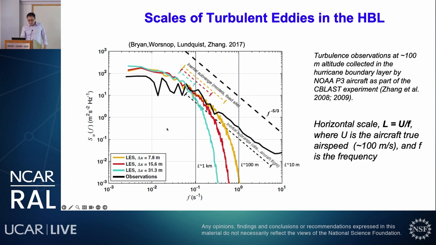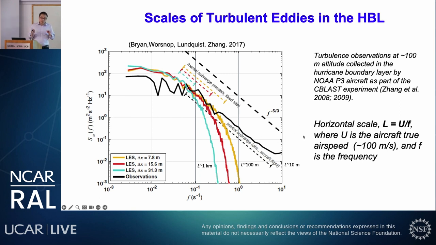You can see the black dashed line shows the inertial subrange. Within the inertial subrange, shear production is usually balanced by dissipation. This LES model, running down to 8 meters, can resolve this inertial subrange. But at higher frequency, the small-scale range, the spectrum falls off. That means the model couldn't resolve the turbulent eddies. Even with 8 meter resolution, it couldn't resolve the energy from all the small-scale eddies.